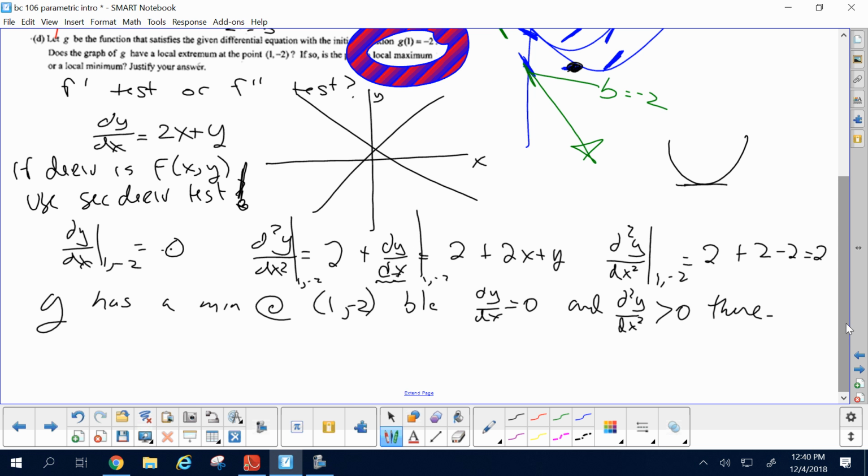Okay, how do we do that? I wrote in the wrong box. So the takeaway for that is if the derivative depends on x and y, and you want an extrema, you use second derivative, first derivative.